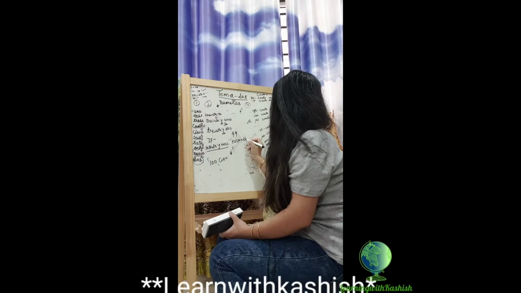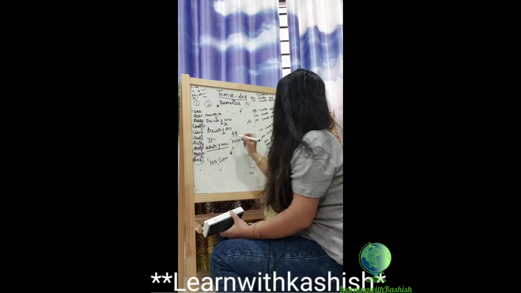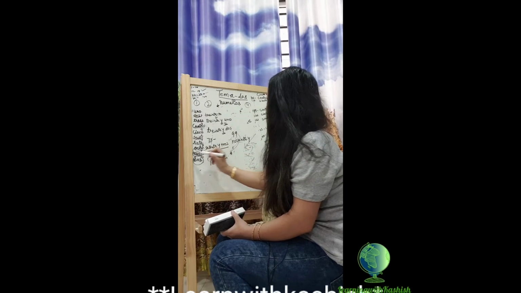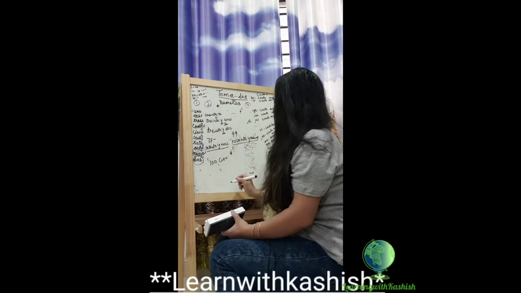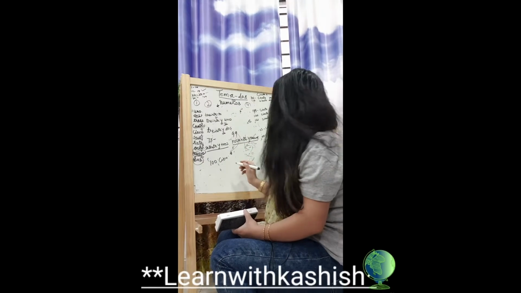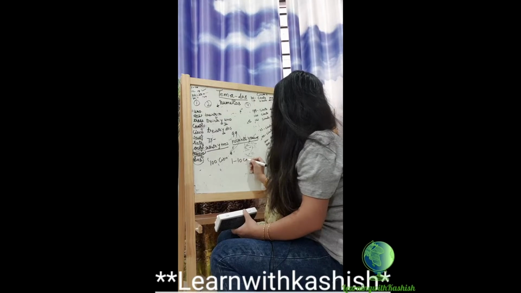90, then E, 9 is what? This, 9. So, this is how we write from 1 to 100.